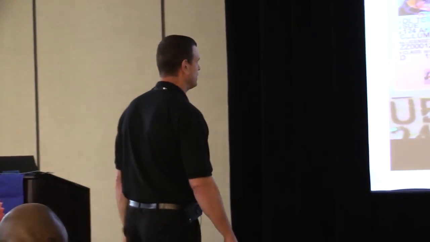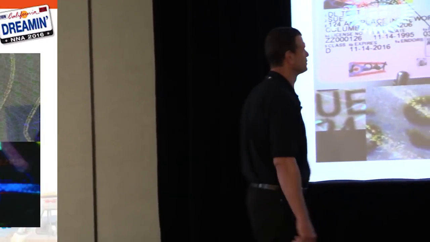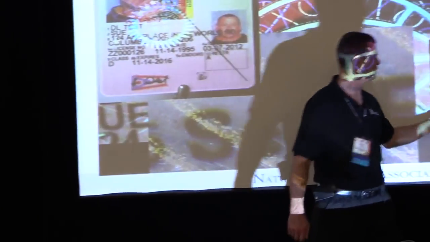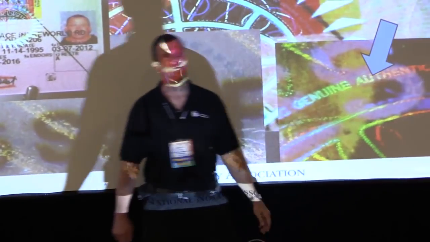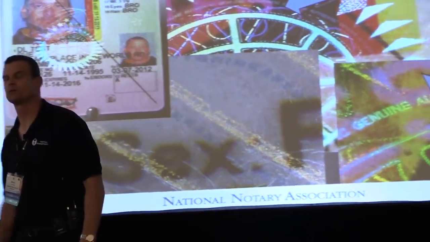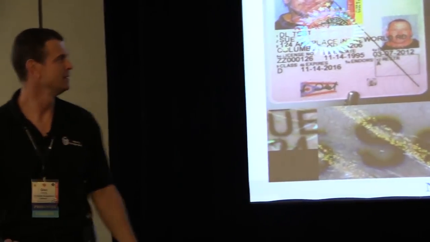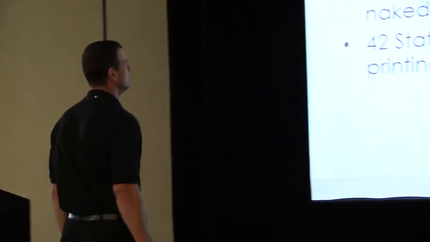One state, Ohio, is the only exception to the rule now, but it's real hard to see. We go from the card here to this one. They got the words "genuine authentic," but it's in a holographic microprint, all right? That means you have to catch it in the light and look at it under a magnifying glass to even catch that. I'll talk more about that later.